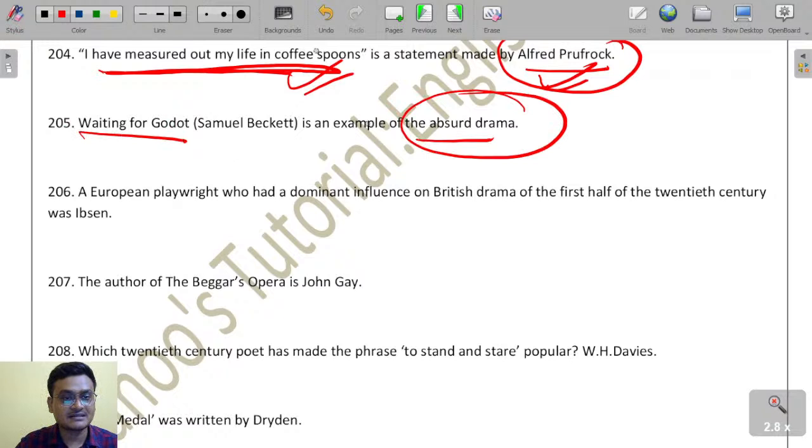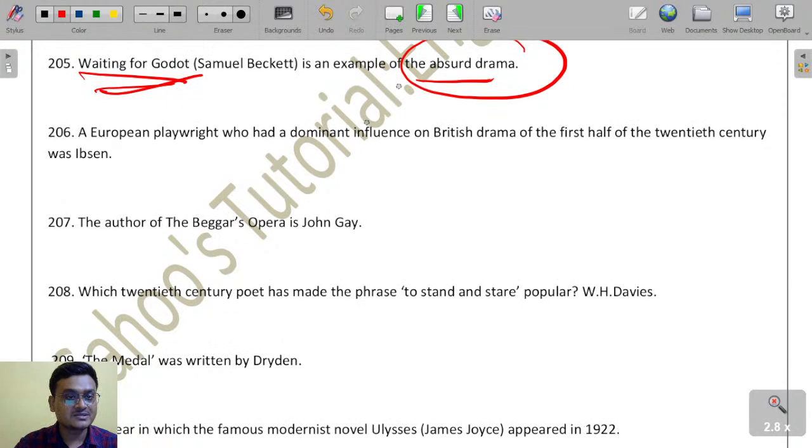Waiting for Godot, okay. A tragic comedy in two acts, okay, having the subtitle. A European playwright who had dominant influence on British drama of the first half of the 20th century was Ibsen, okay, Henrik Ibsen, okay, father of realism, okay.